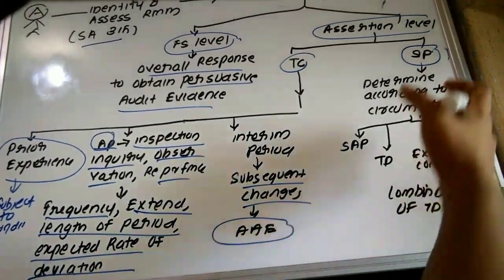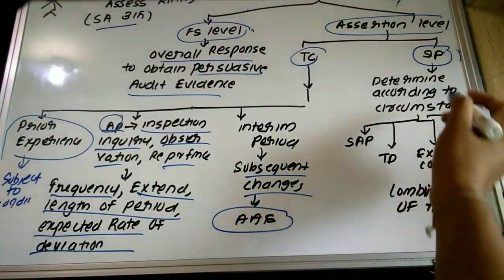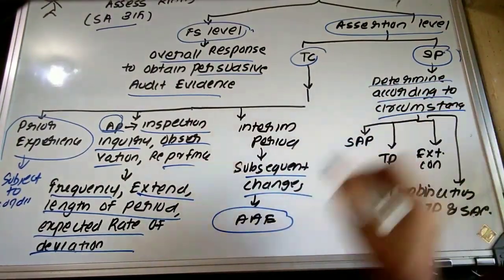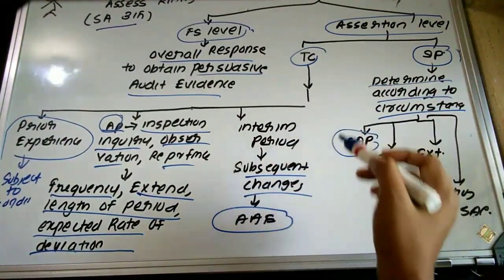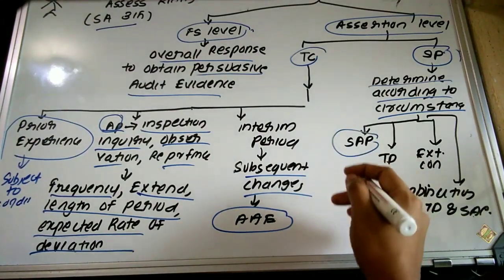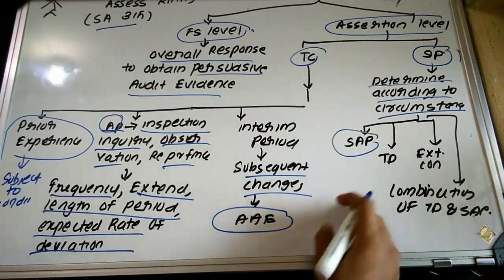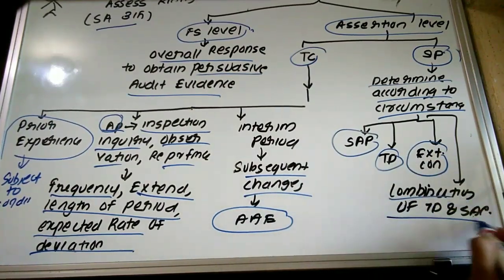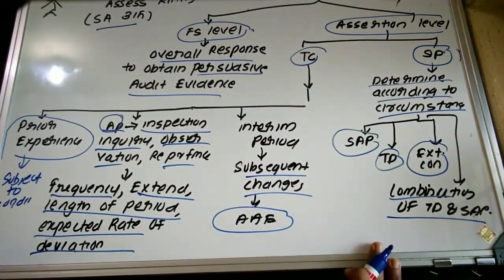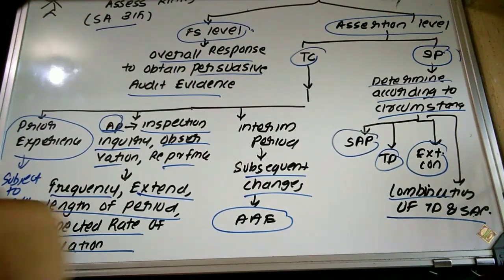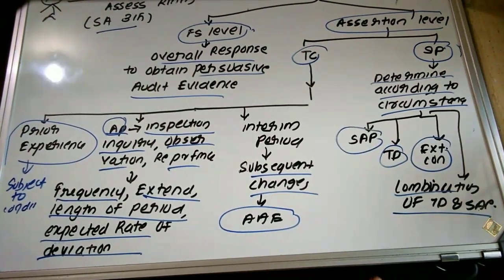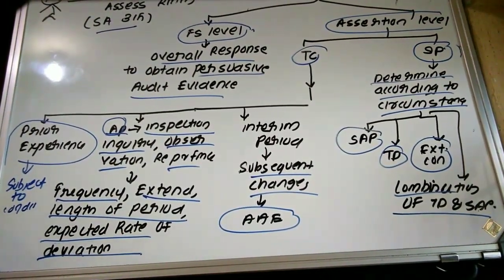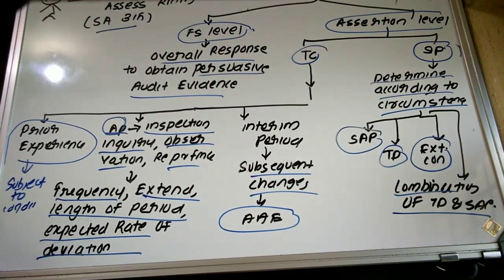Okay. Then substantive procedures. Substantive procedures can be determined according to the circumstance. He may use substantive analytical procedures, test of details, external confirmation, and a combination of test of details as well as substantive analytical procedures. So this is how SA 330 responds to the assessed risk of material misstatement. I hope you have understood with respect to SA 330. We are moving towards our practice manual question number 6. Okay.